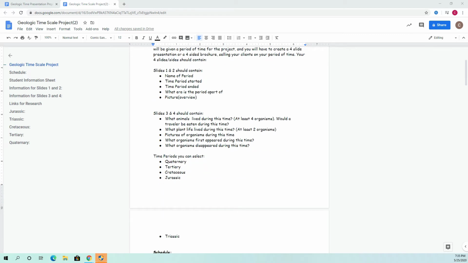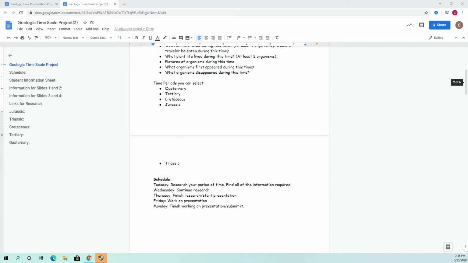Then, slides 3 and 4 should tell me what animals lived during this time. You need at least 4 organisms. What plant life lived during this time? At least 2 organisms. Maybe 1 or 2 more pictures of organisms during this time. What organisms first appeared on Earth during this time? And what organisms disappeared from Earth during this time? What organisms went extinct? Remember that word from last week, extinct.